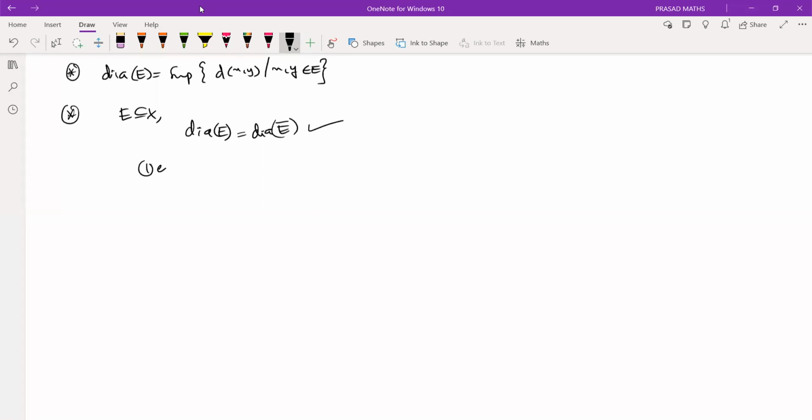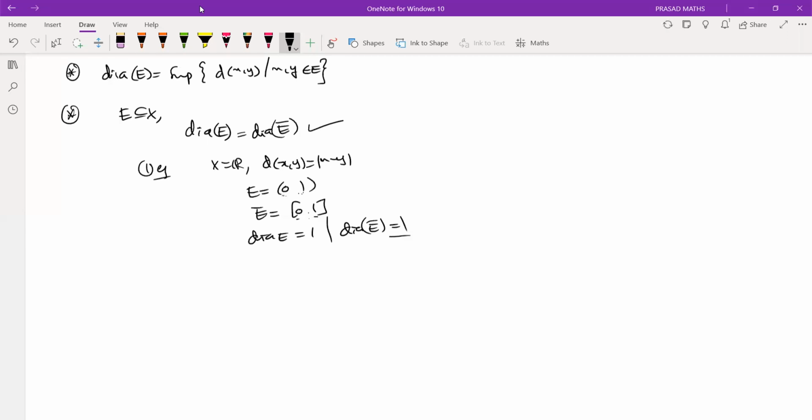Why? Because if you take an example, you start with X equals R with respect to the usual metric, right? You take E equals open interval (0, 1). What is the closure of the set? The closure of the set is the closed interval [0, 1]. So what is the diameter of E? The diameter of E is nothing but the difference between these 2 points, that means 1. Similarly, the diameter of E closure is also 1. So the diameter of E equals the diameter of E closure.